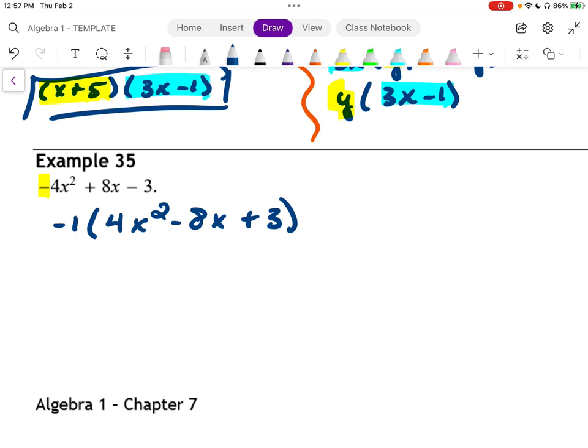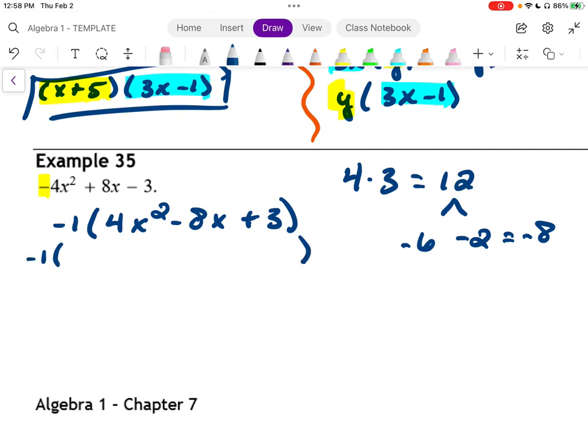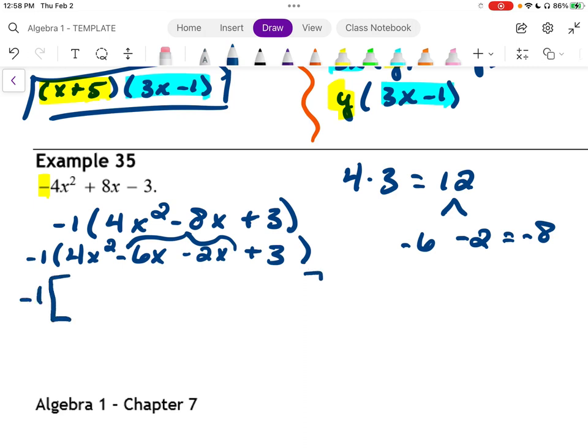Now we approach the problem in the same way we've been doing. We take 4 times 3, that gives us 12. We want two numbers that multiply to be positive 12, that add up to be negative 8. That's going to be negative 6 and negative 2, right? That adds up to be negative 8. So this is the negative 1 still hanging out front. Then we'll have 4x squared minus 6x minus 2x plus 3. Right, these guys add up to be the negative 8x. And then we're going to have our negative 1, and I'm going to change these parentheses to brackets just so that it's easier to see what's happening here.